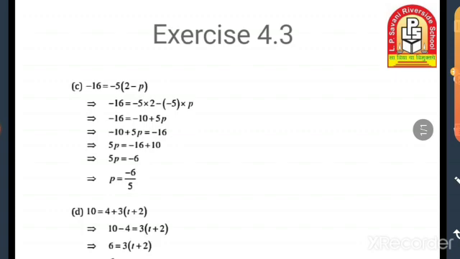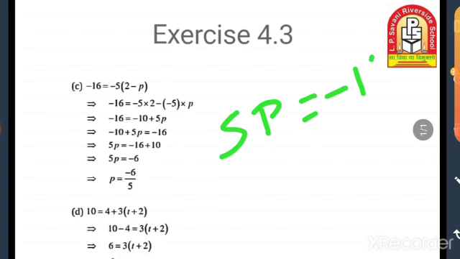Minus 16 is equal to minus 10 plus 5p. We change the sides. So in this step they change the sides over here. The left hand side becomes the right hand side and the right hand side is converted into the left hand side. Let's put the 5p at the left hand side.